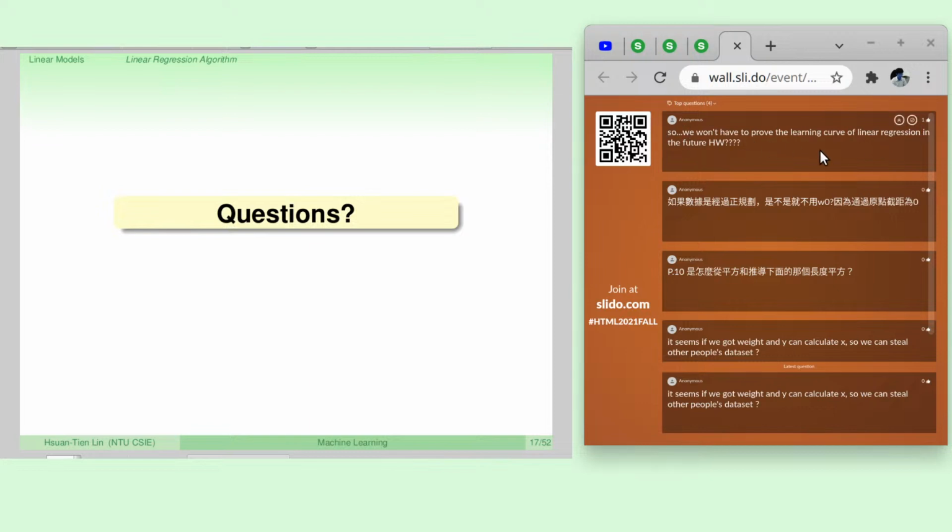So we won't have to prove the learning curve of linear regression in the future homework? No. Yay. Okay, that's something good. We decided to skip the proof of linear regression because we believe it's a bit too much to introduce you to much more theory in this class, and therefore we removed that from the lecture and we removed that from the homework too.